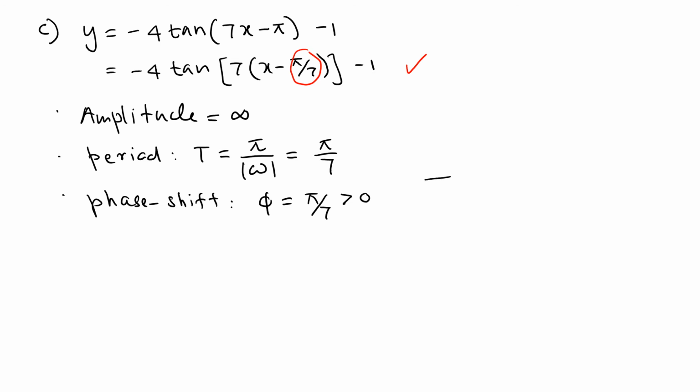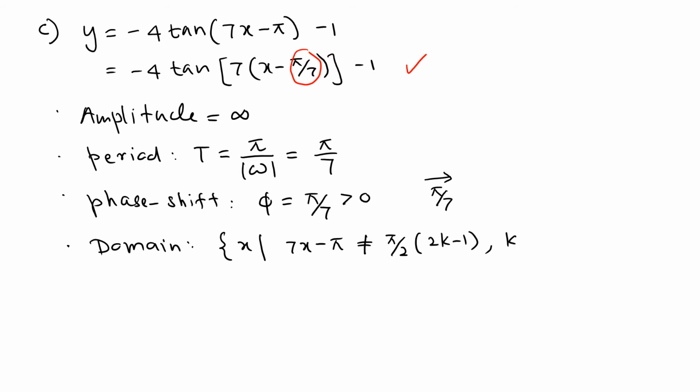So that means it's going to go to the right, pi over 7. Okay, and the domain, that is the only complicated one here. So the domain is x such that 7x minus pi cannot be odd multiples of pi over 2. So we write it like that, and k is an integer. Then we solve for x: we add pi and then divide by 7.